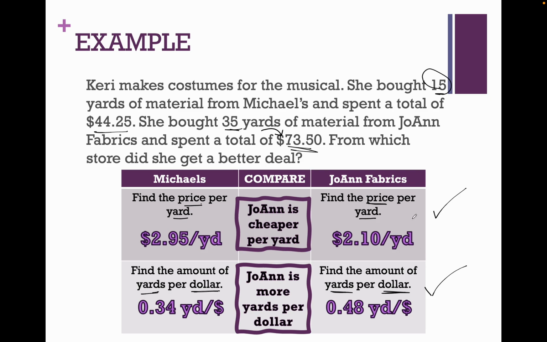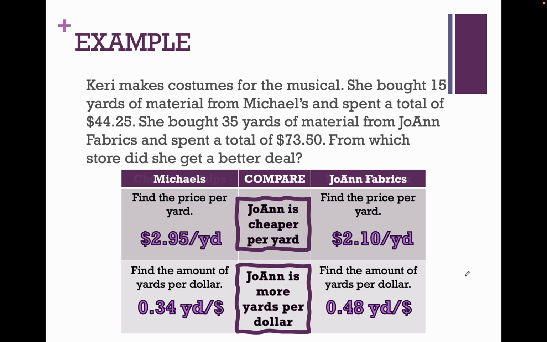What we have to be careful of is making sure that we're aware which unit rate I calculated and whether I'm looking for the larger number or the smaller number. So in this case, with dollars per yard, we were looking for the smaller of the two because that is money, so we wanted the cheaper one. And for the second problem, where we were doing the yards per dollar, we were looking for the bigger of the two because the better deal is which one gives you more for your money.